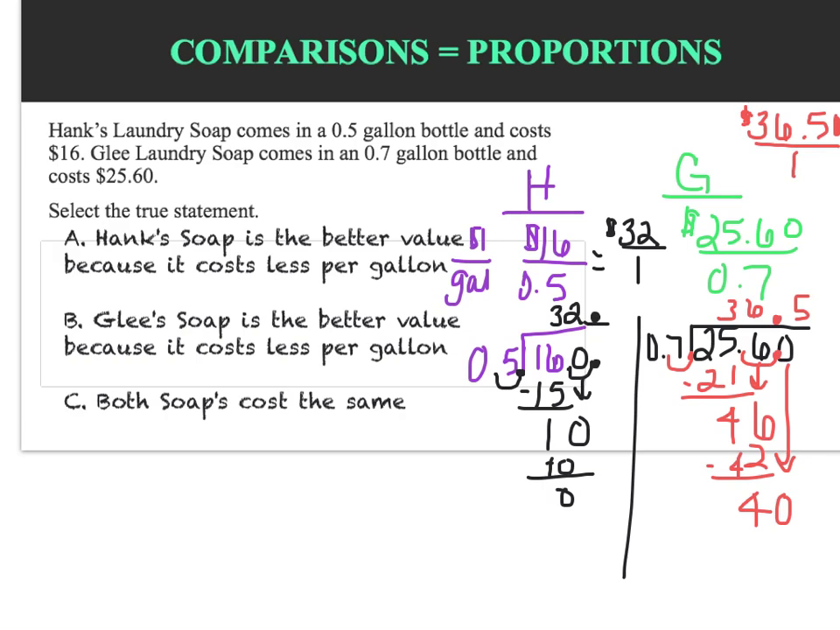So now when I look at these, I see $32 for Hank soap for 1 gallon, $36.50 for Glee soap. Automatically, I know that for C, they don't cost the same. For the better buy, the better value is going to mean it's cheaper for the unit rate, cheaper for every gallon. So it's going to be A, Hank soap, since that's less money per gallon. As always, raise your hand if you have a question before moving on.